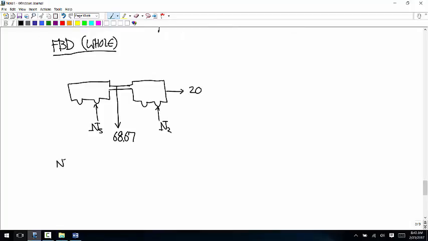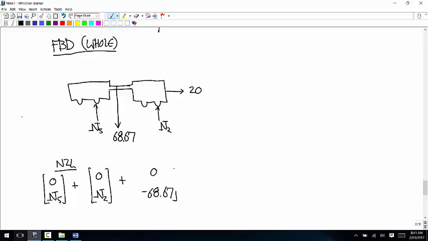So Newton's second law says 0 N5, that's in the positive y direction, plus 0 N2, plus 0 negative 68.67, plus 20. That's the net force, and that's equal to the mass times the acceleration. The total mass is 7. Do we know anything about the acceleration?